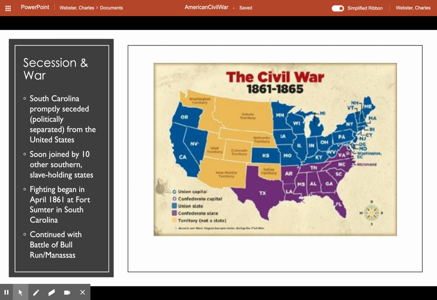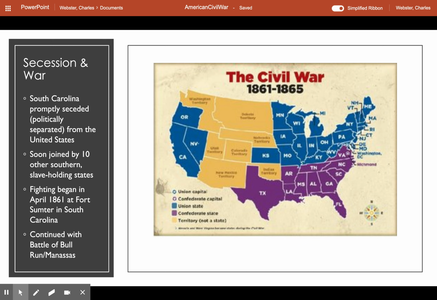So this was months before Lincoln was even sworn in as president. He had just been elected, and he still needed to be sworn in. So before he was even sworn in, South Carolina had voted to secede, and South Carolina was soon joined by 10 other southern slaveholding states.